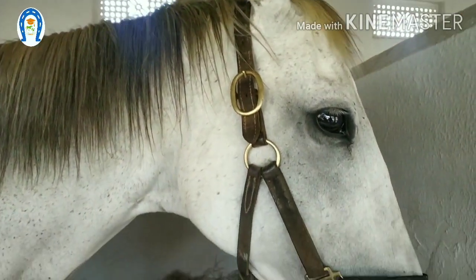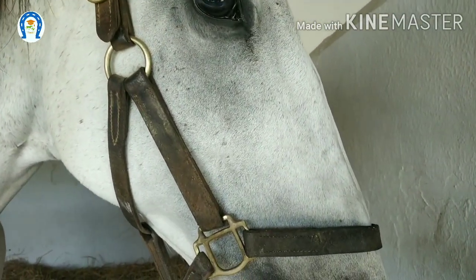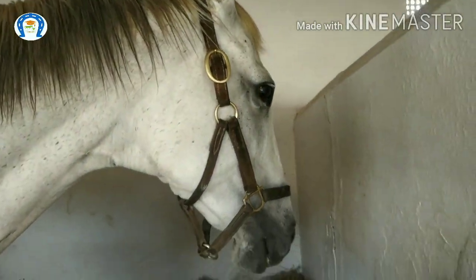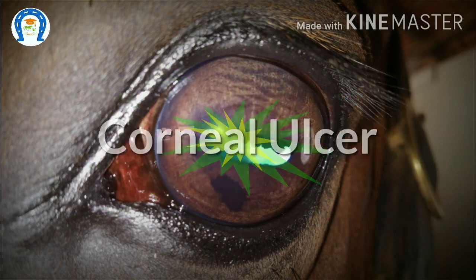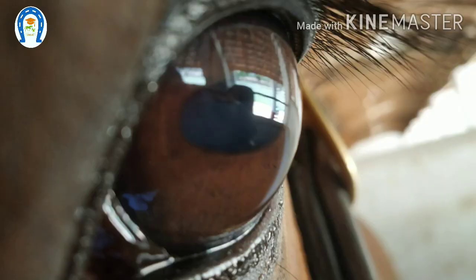Today we are going to see about the most important condition we frequently encounter in our practice, that is corneal ulcer. Before going to the clinical case, let us refresh our knowledge in anatomy and physiology of the cornea.